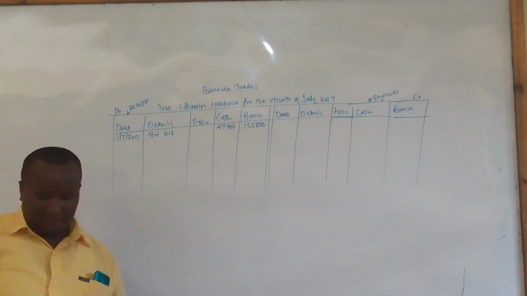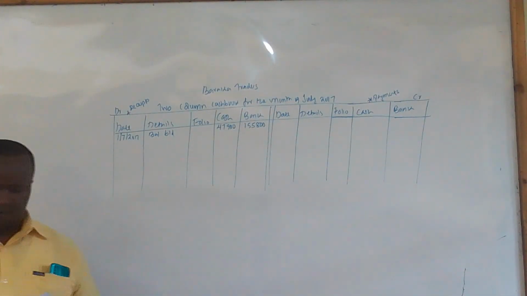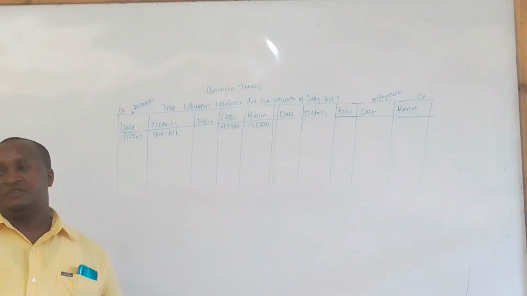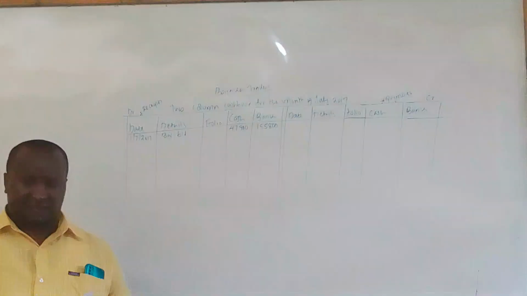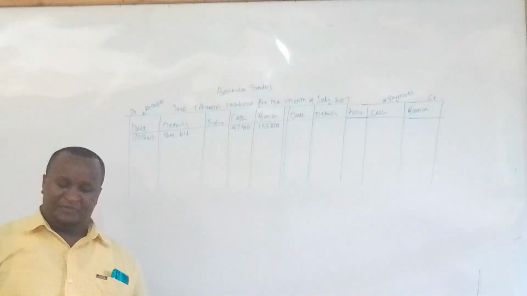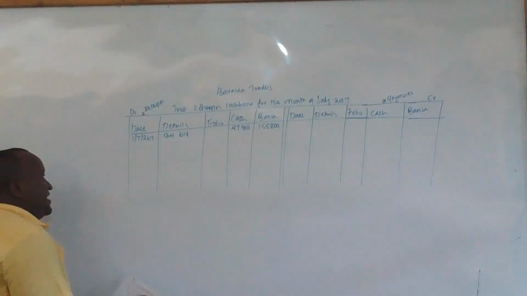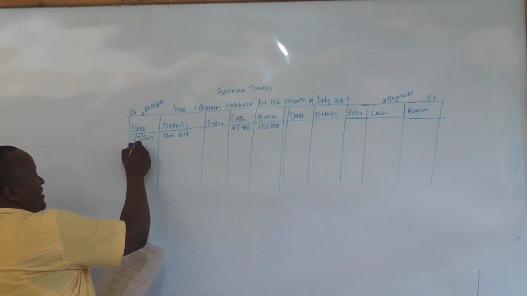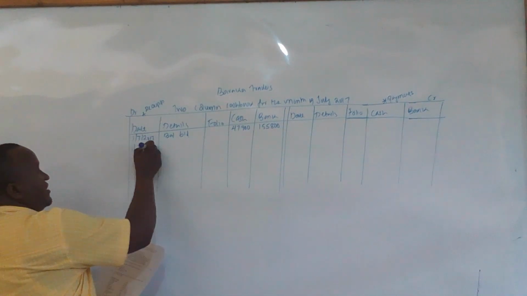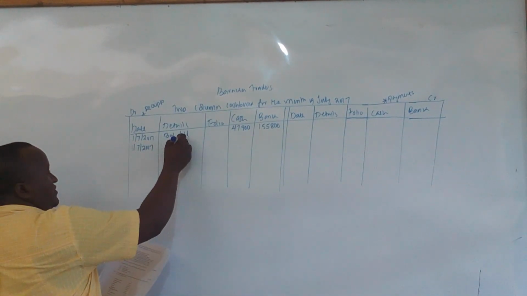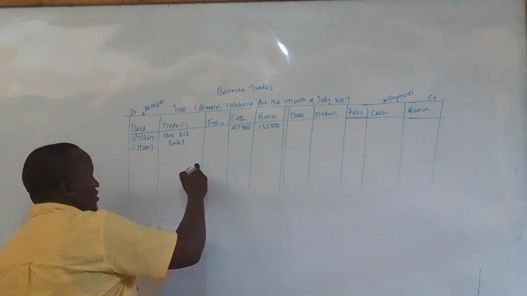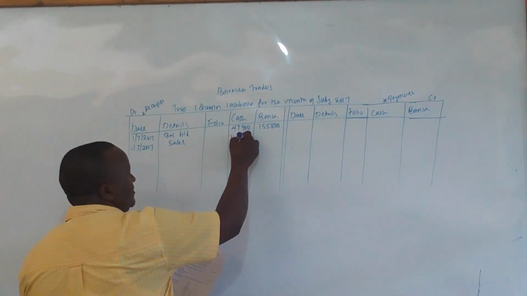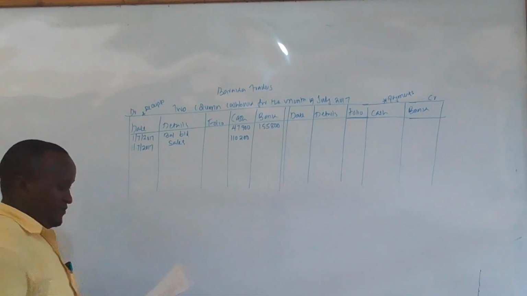Is it a receipt or a payment? When we sell goods, is it a receipt or a payment? It is a receipt. We are receiving money. We sell, we are receiving money. So our details will be sales, 110,200. We are receiving cash.